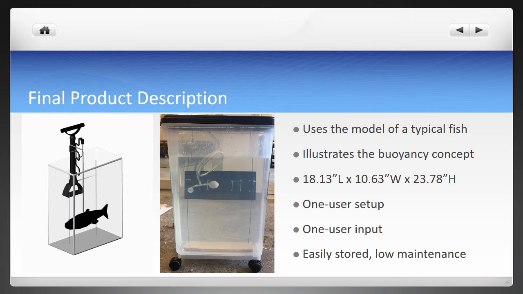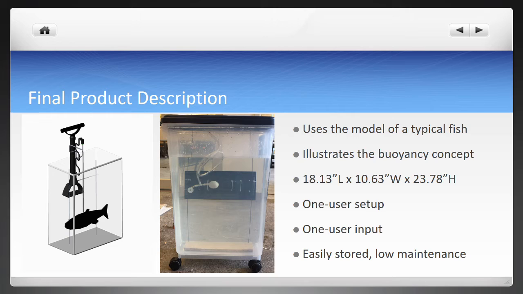This can be shown by forcing air into the balloon and allowing the fish silhouette to float vertically, and vice versa. The size of the setup is 18.30 inches in length, 10.63 inches in width, and 23.78 inches in height, which can be easily transported by car.